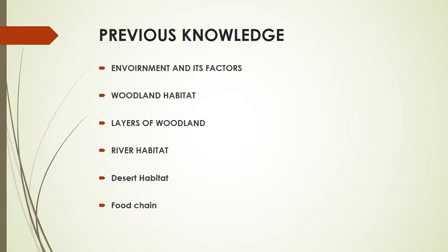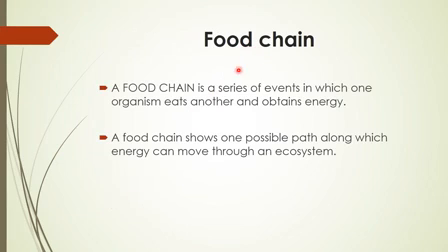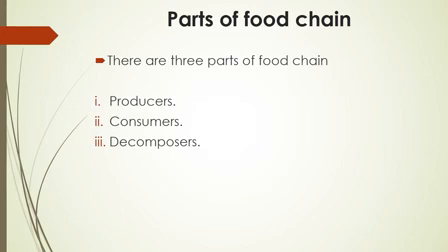Then we discussed the food chain. We discussed that the food chain is a series of events in which one organism eats another and obtains its energy, and a food chain shows one possible path along which energy can move through an ecosystem. So the food chain is like the process by which we can say where one living thing gets its energy from. So when we see this complete chain, that is called the food chain, and we will discuss this food chain and ecosystem in the next slides.